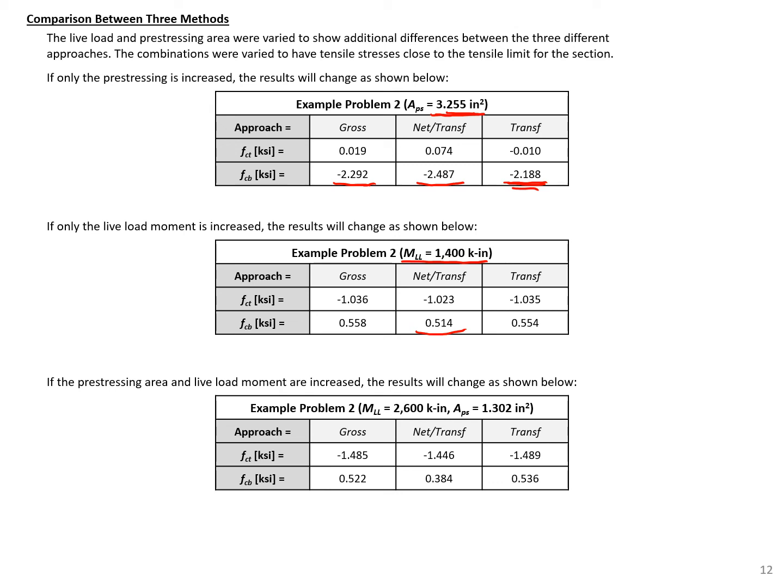And then finally, if we increase the pre-stressing area and our live load moment, you can see that, again, the net transform section approach is going to have smaller stresses because it will give us more benefit from our pre-stressing strands. And the other thing you can see is there's not really any difference between the gross section and the transform section approach. So in general, using the gross section approach is a reasonable approximation. So that concludes this example.